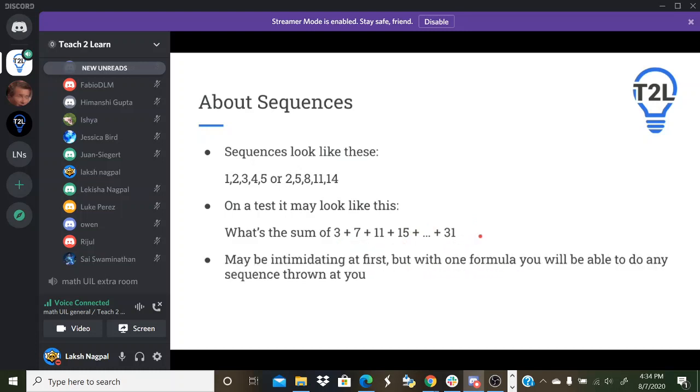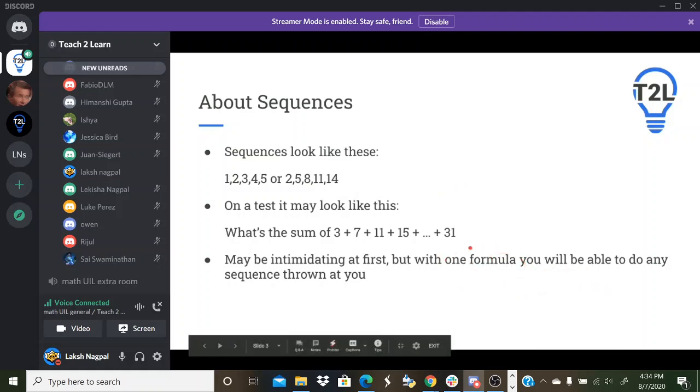So these seem kind of intimidating, and you're going to wonder how you're going to be able to add all these numbers, because it's pretty hard to go 3 plus 7 is 10, 10 plus 11 is 21. And once you get to 31, you're already going to have too many numbers in your head. So we'll have one formula for you to solve all of these problems.